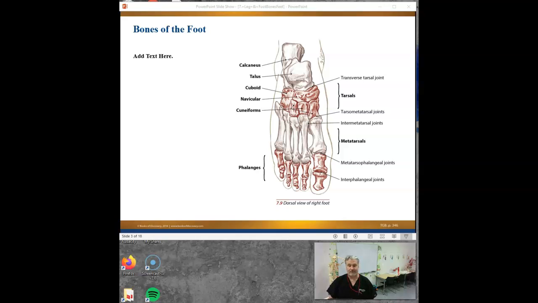Anyway, and probably not the tarsals. And I don't know what the most common tarsal would be. Sorry, sir. That's all I got.